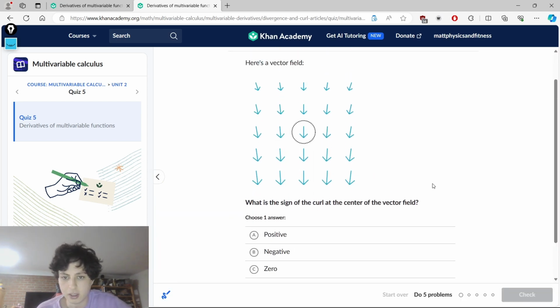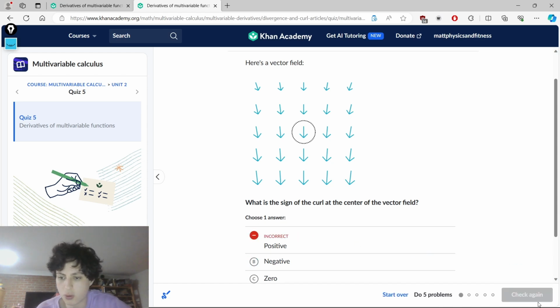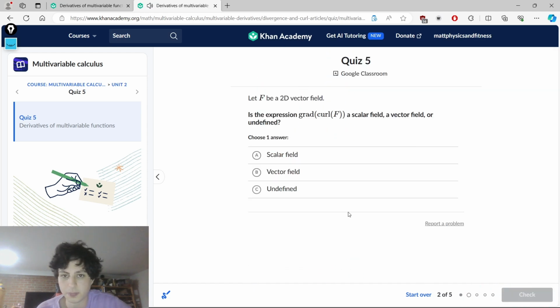What a guy. What is this? What is the sign of the curl? Ooh, I remember curl. I forgot how to do it, but I remember it. There was like a matrix or something involved. Oh, I think it's negative. Let F be a 2D vector field. Is the expression gradient curl of a scalar field a vector field, or undefined? Oh, I don't know. I completely don't know.